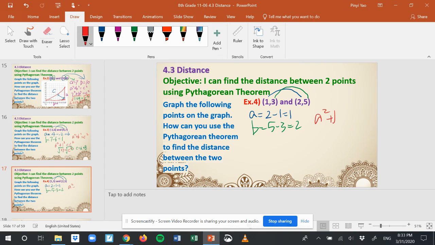A squared plus b squared equals c squared. Now we can plug it in. Our a is 1, so 1 squared. Our b is 2, so 2 squared equals c squared. 1 squared is 1, 2 squared is 4. They add up to a 5, so 5 equals c squared. Now we see the square again. We are going to square root both sides. After I put in my calculator, that gives me 2.24.